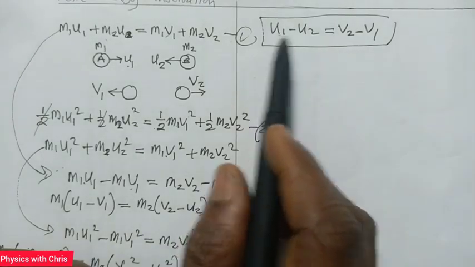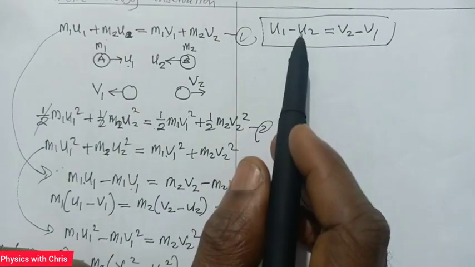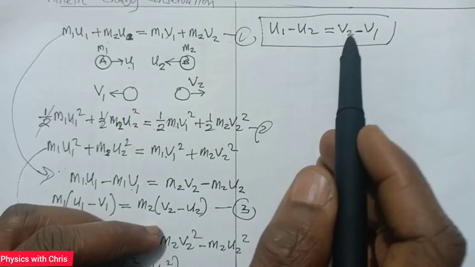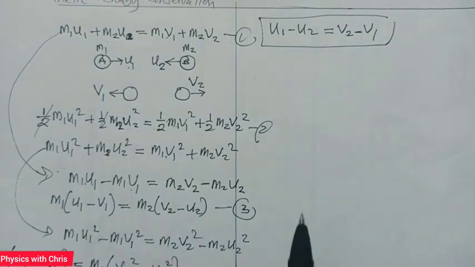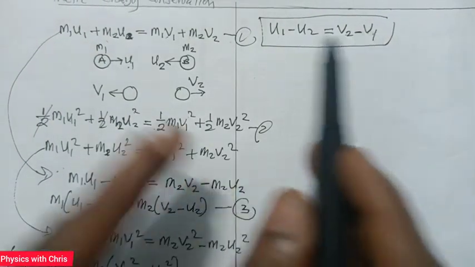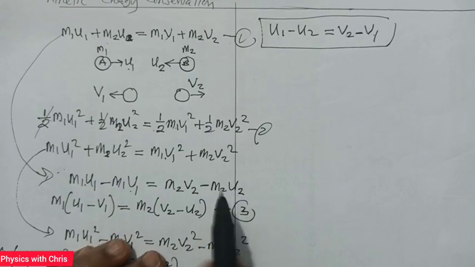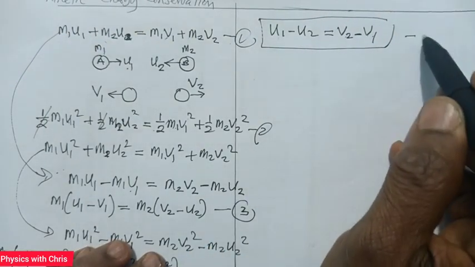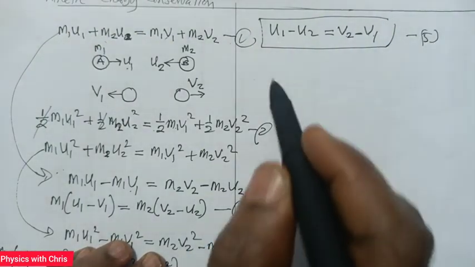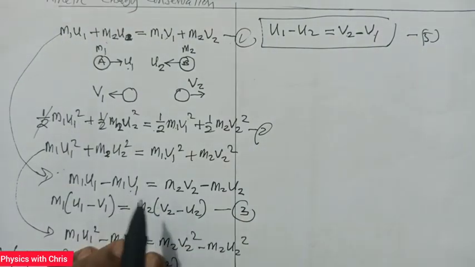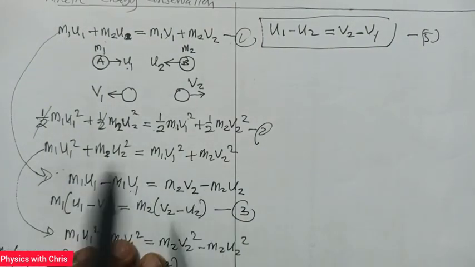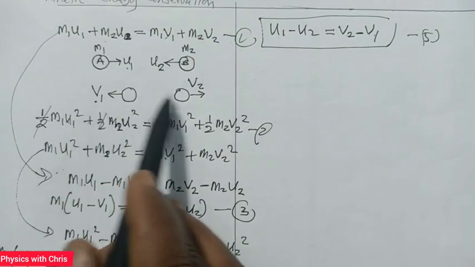Now, this is the initial speed, and u1 minus u2 means their relative speed. v2 minus v1 means their relative speed also, but this one is after collision. This is before collision. Okay, so I'll call this one equation 5. Now, this equation is very helpful in solving the unknown velocities after collision. Velocities of the bodies after collision are v1 and v2.